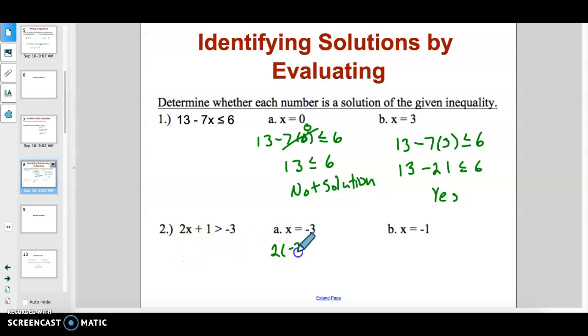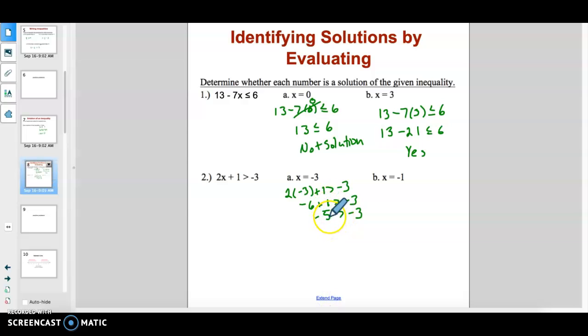So 2 times negative 3 plus 1. So negative 6 plus 1 is greater than negative 3. So is negative 5 greater than negative 3? So if you think about it, 5 seems like it's a greater number than negative 3.